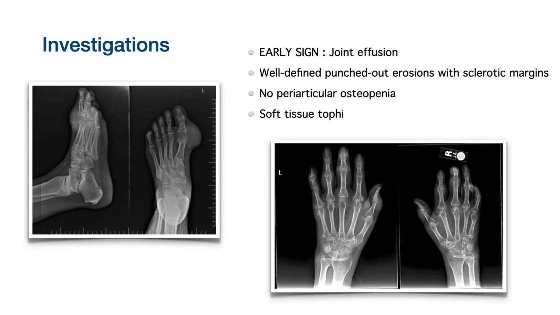Radiological features of gout include joint effusion, which is an early sign, well-defined punched-out erosions with sclerotic margins in a juxta-articular distribution, often with overhanging edges, relative preservation of joint space until late disease, eccentric erosions, no periarticular osteopenia, as well as soft tissue tophi may be seen.